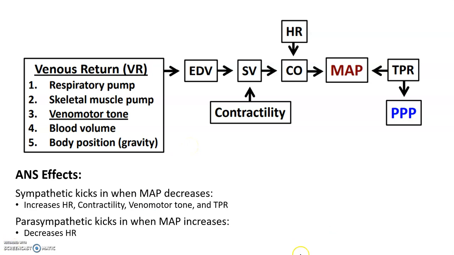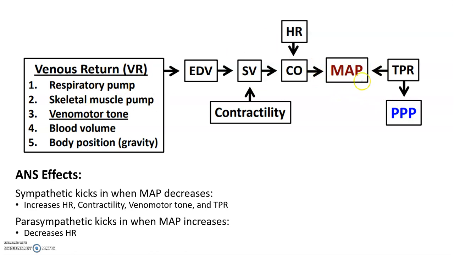So let's just go ahead and take a look at this roadmap to MAP a little bit more. So we talked about the factors that can affect mean arterial pressure. So mean arterial pressure is what we're measuring. Then basically all of these other factors with arrows pointing towards them can affect mean arterial pressure either directly or indirectly. Where venous return, if any of these in this box increase, then that increases end diastolic volume, increases stroke volume, increases cardiac output, which then increases mean arterial pressure.